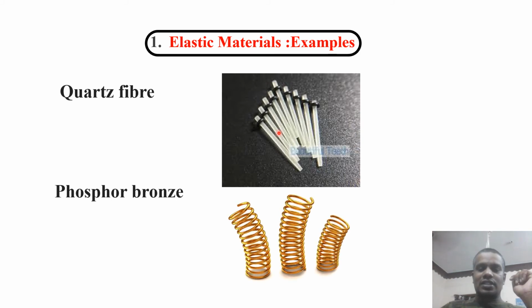The second example of a nearly perfect elastic material is phosphorus bronze. The structure looks like a spring. Even if you compress this spring, it will retain its original shape. So this phosphorus bronze is the best example of an elastic material. These are two examples, though there are several. These have 99% elasticity, and they are man-made materials. The first one is the quartz fiber, the second the phosphorus bronze. They have several applications. That's why I put these two examples here.